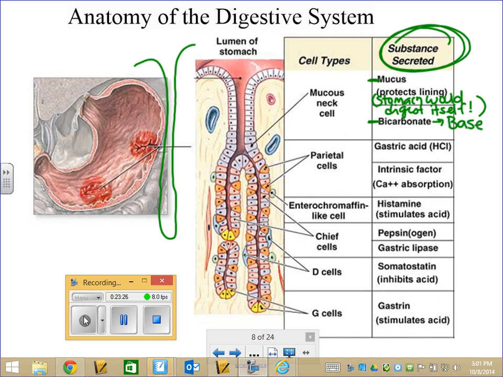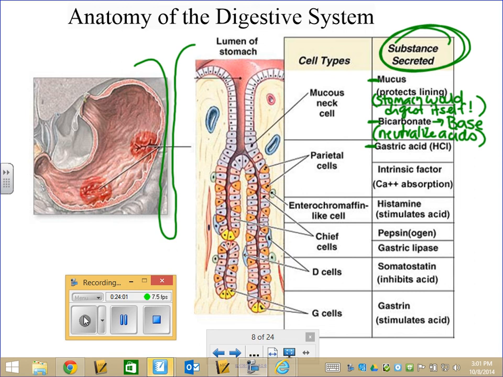Bicarbonate is a base. Bases neutralize acids. And so your stomach is helping monitor and control the pH in your stomach by producing a base to help counteract any excess acid that's already there. So realistically, you shouldn't ever have to consume something to control how much stomach acid you have if everything is working normally.